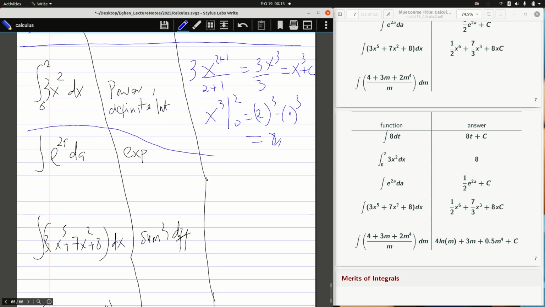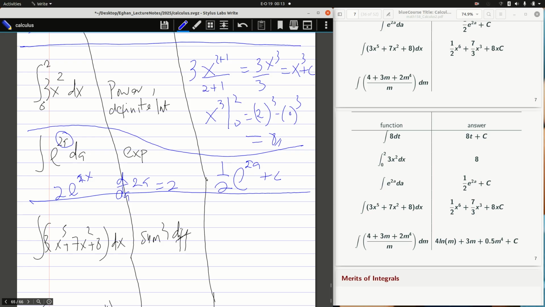Now if I move to the exponential rule, what I'm going to do is differentiate what I have here. If I differentiate, I'm going to get 2. So you have 2a, differentiate with respect to a, and that is going to be 2. What you do now is divide by that derivative and then add your integration constant plus c. If it was a derivative, we would have differentiated to get 2 and just multiplied by it. So note the difference between differentiation and integration.